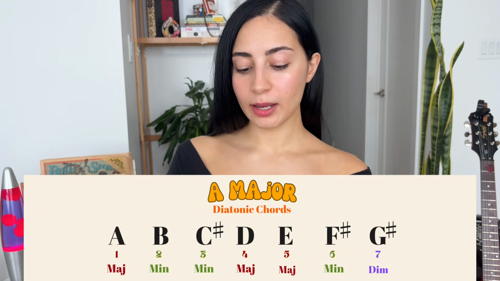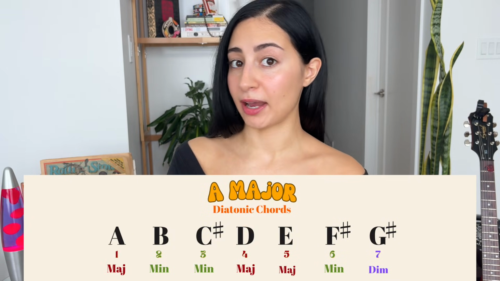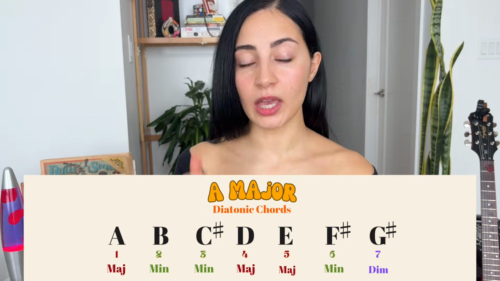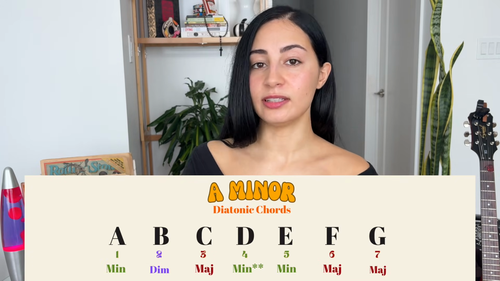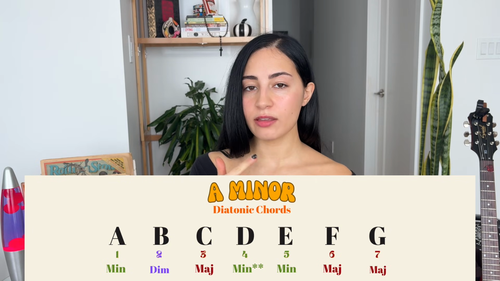Each one of these keys and modes has its own diatonic chords, that is, the chord type associated with each degree of the scale. In A major, those chords are A major, B minor, C sharp minor, D major, E major, F sharp minor, and G sharp diminished. And in A minor, those diatonic chords would be A minor, B diminished, C major, D major, E minor, F major, and G major.